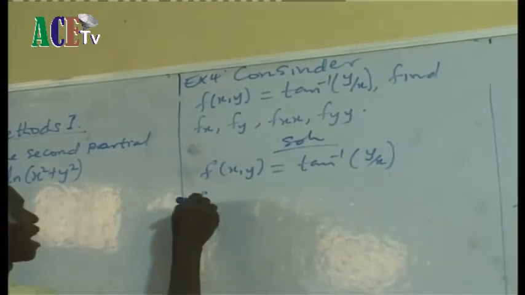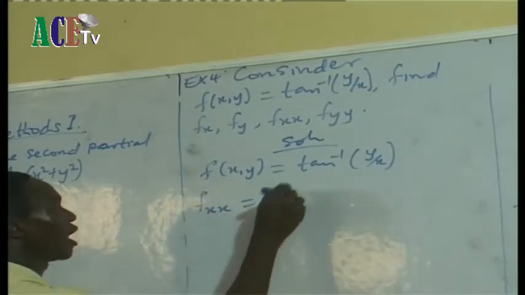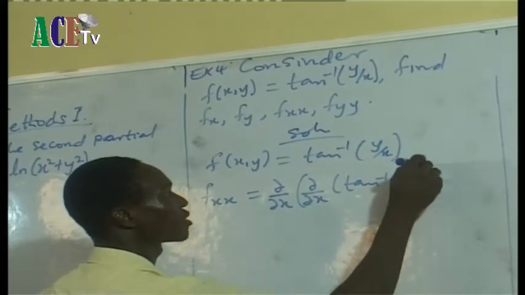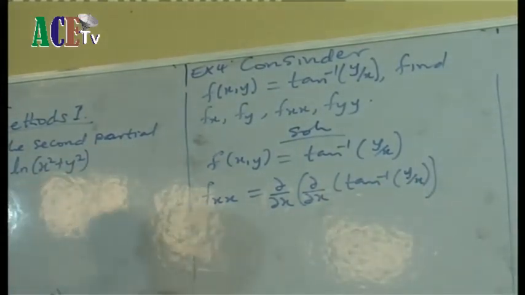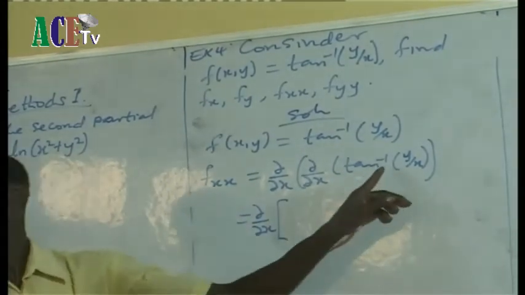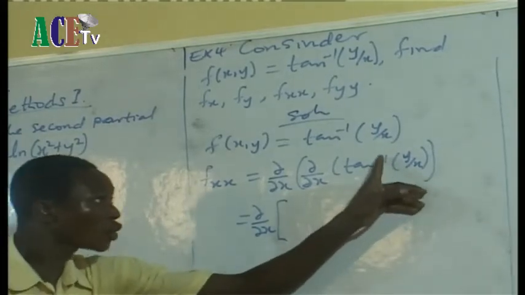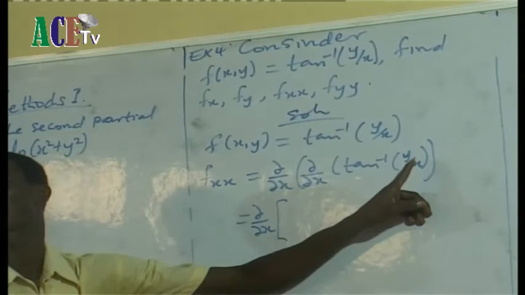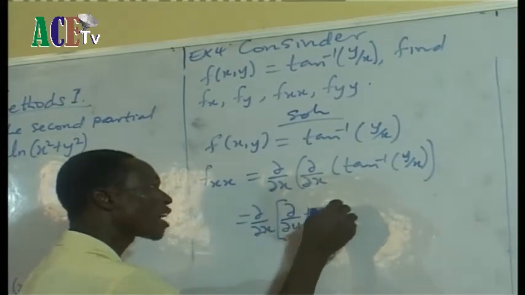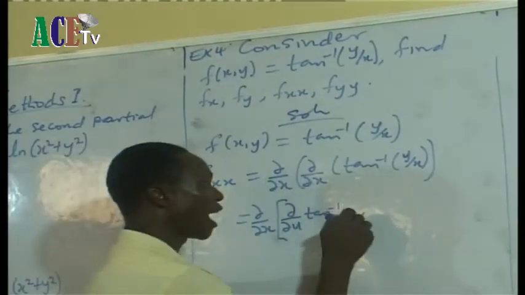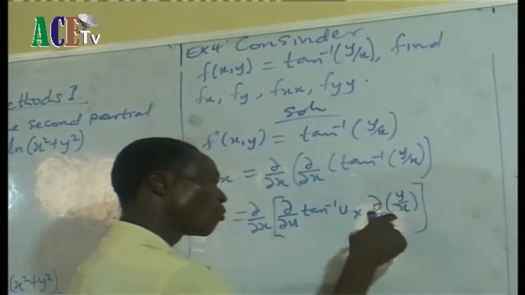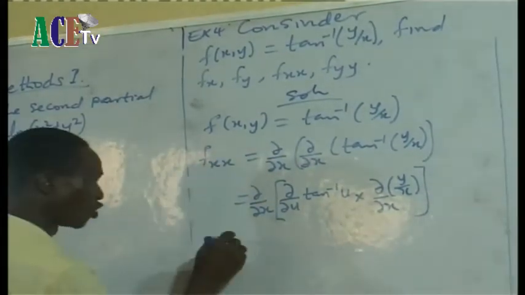Now, look at my f of xx, that is d/dx of arctan(y over x), arctan 1 over x, twice. Look at this: if I want to differentiate this with respect to x, this is a function, arctan of y over x. I will now have d/du of arctan u times d/dx of y over x. But look at this one itself, it's a quotient rule. But that's not my major problem.